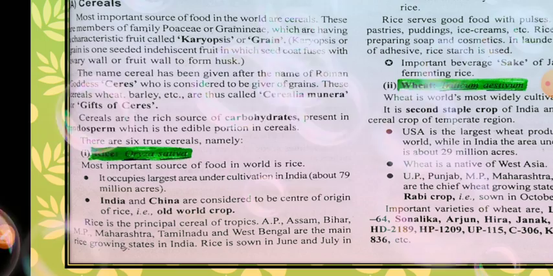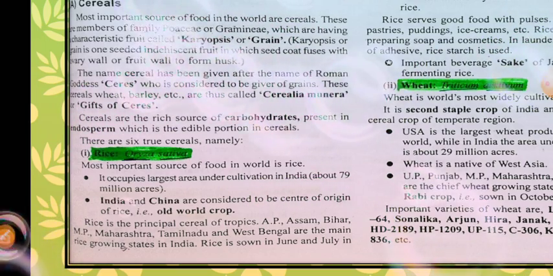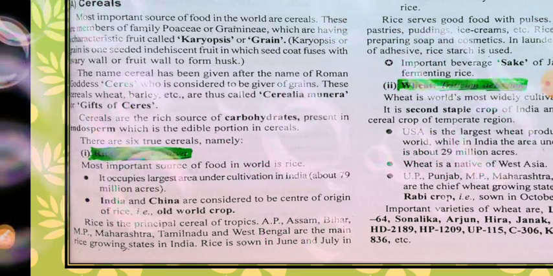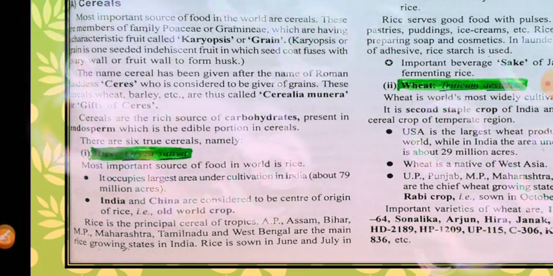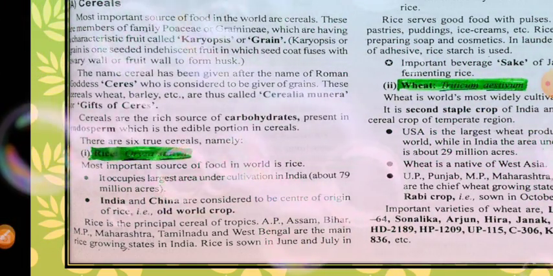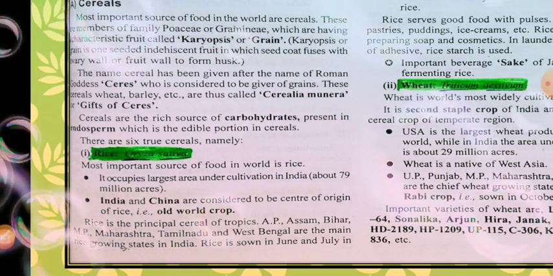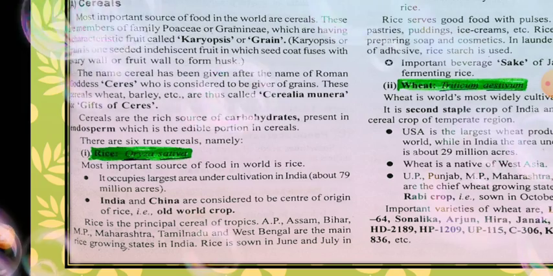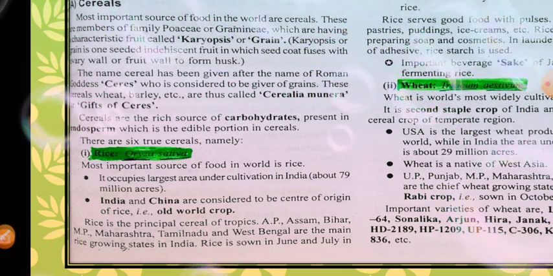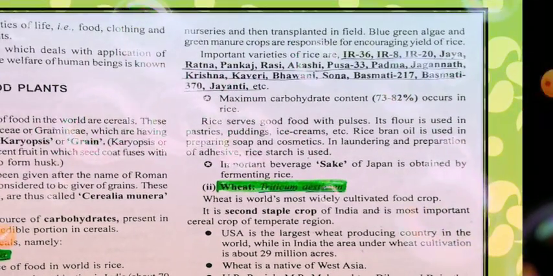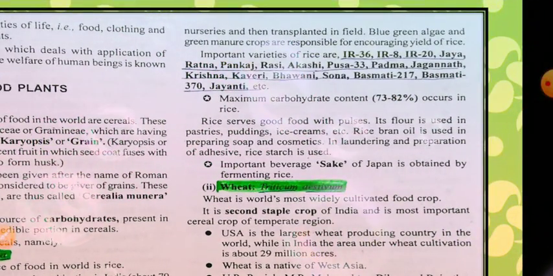It's a huge amount of area. So in the largest area, that's why this is known as the Old World crop. Rice is the principal cereal of the tropics. Andhra Pradesh, Assam, Bihar, Odisha, Madhya Pradesh, Maharashtra, Tamil Nadu, West Bengal are the main rice growing states of India, and rice is sown in June and July in a nursery, then it is transplanted into the field.